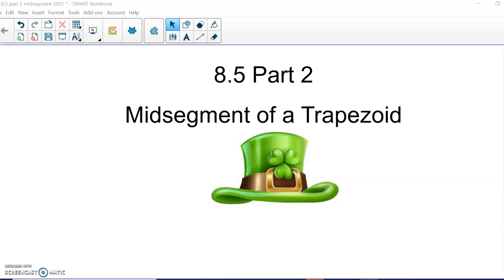This is Honors Geometry Lesson 8.5 Part 2. Now we're going to talk about the midsegment of the trapezoid.